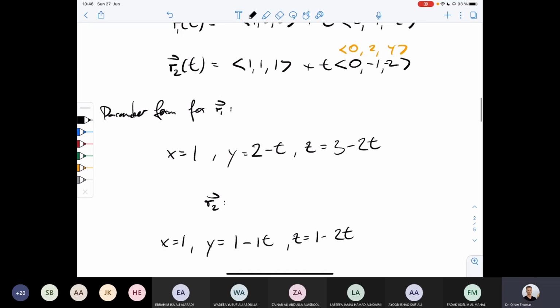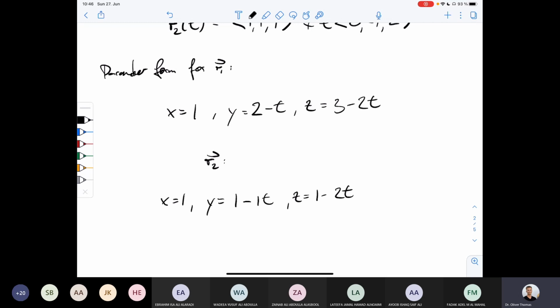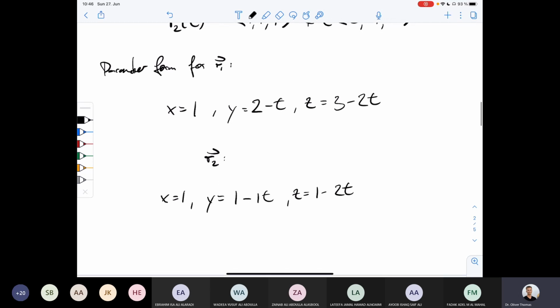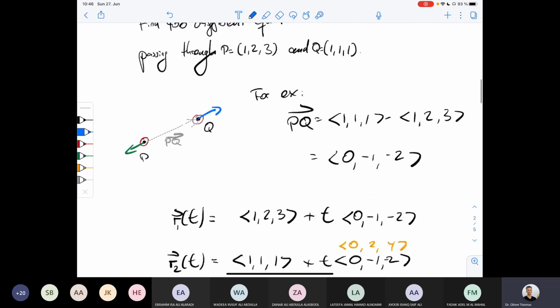And of course, we can also reformulate this in the, what do we call it? The symmetric forms. So if you wanted to do a symmetric equation, in this case, it would be, well, x is equal to 1. And then we know that y minus 2 is the same thing as z minus 3 over 2. And so we get many different ways of expressing the same line running through these 2 points.